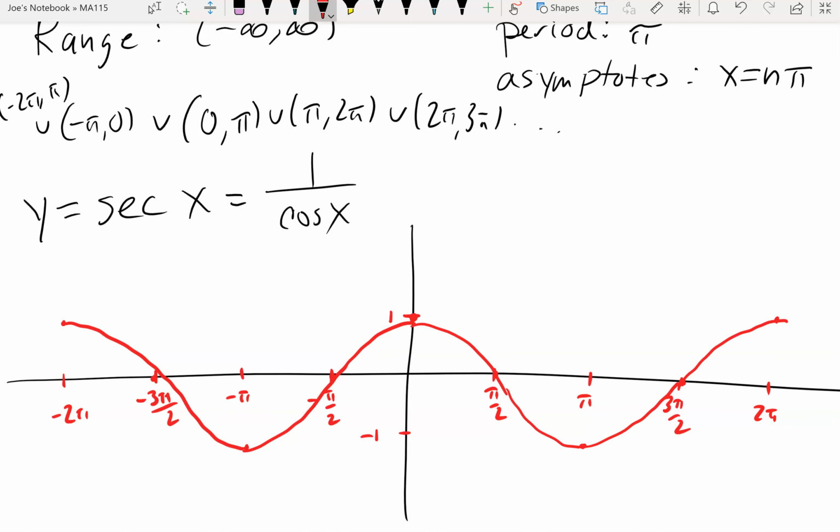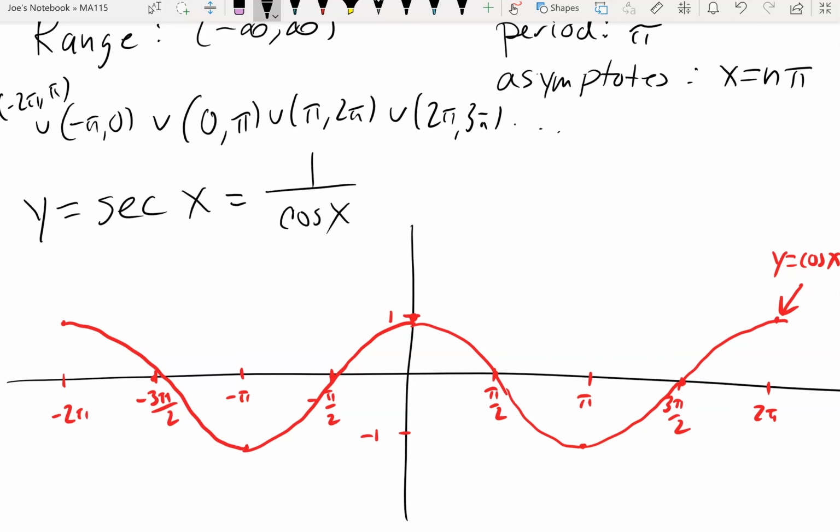Okay, so the red graph here is cosine. The one with the asymptotes. The asymptotes are at pi over 2, 3 pi over 2. Yeah, I agree. So this pi over 2, the 3 pi over 2, the negative pi over 2, the negative 3 pi over 2 are where the cosine graph hits the x-axis, right? Where cosine is 0. What does that do here to your secant? It puts a 0 in the denominator, right? So that's where all those asymptotes are going to pop up.